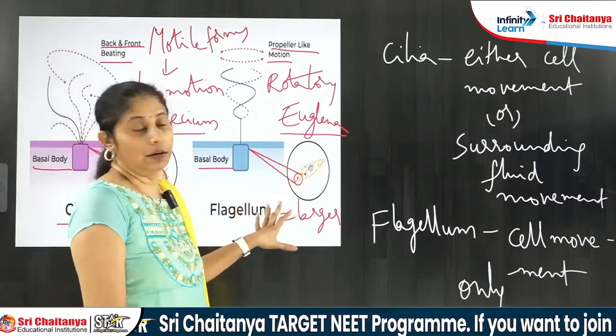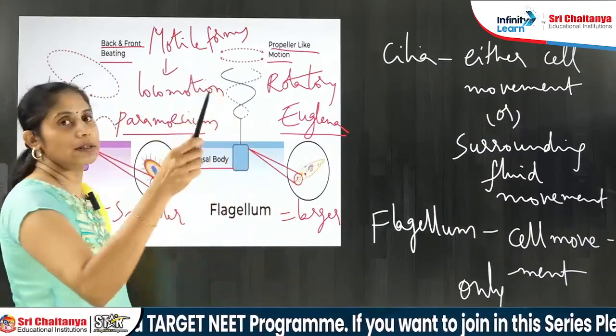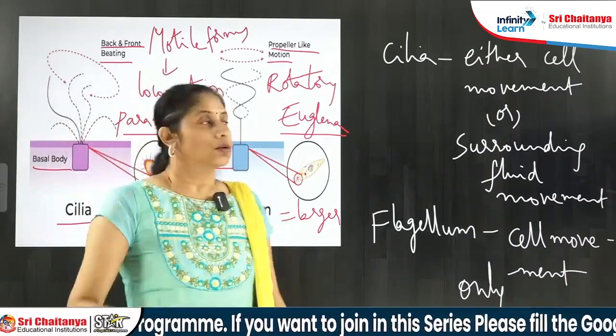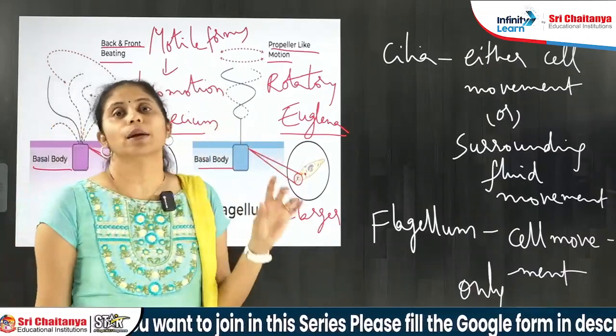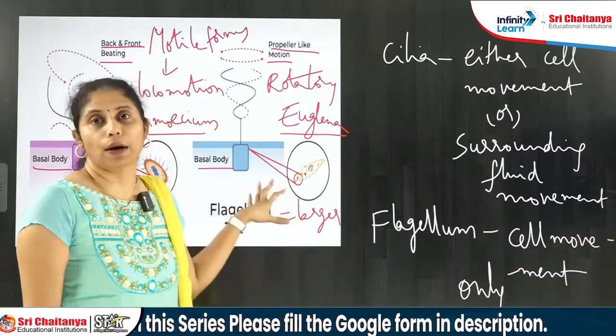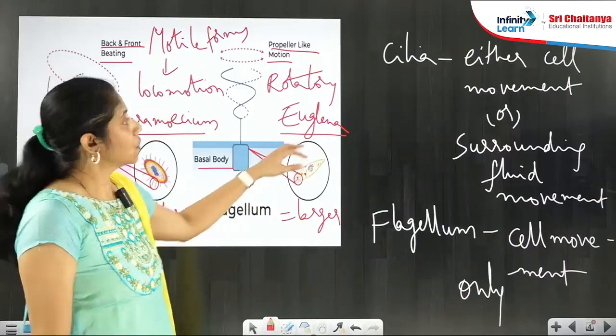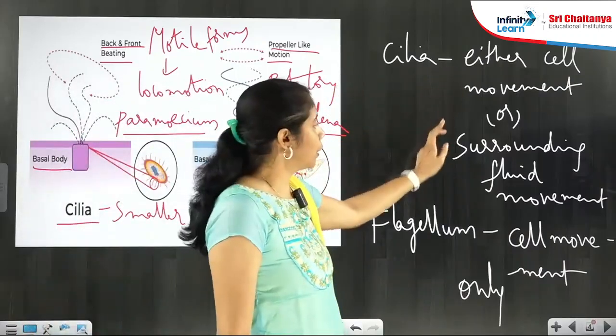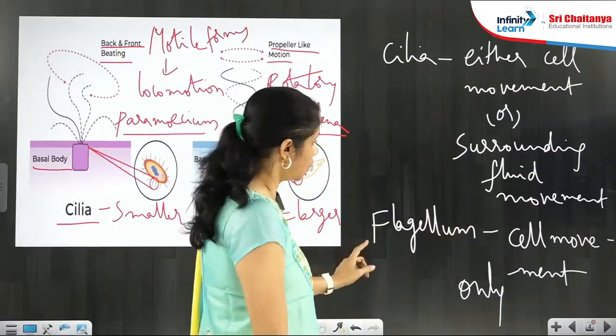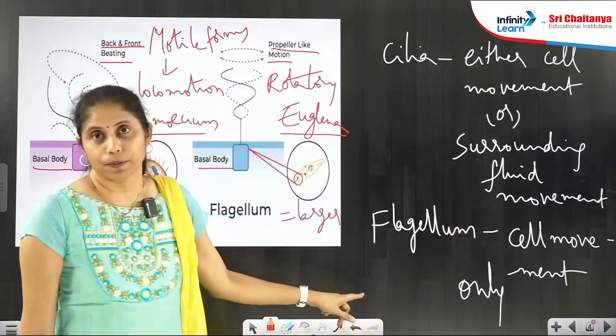But flagella will show rotatory movements, like this they will be rotating. So rotatory movements will provide only cell movement. They cannot cause the movement of the surrounding fluid. So cilia will cause either cell movement or the surrounding fluid movement, but flagella will show only cell movement.